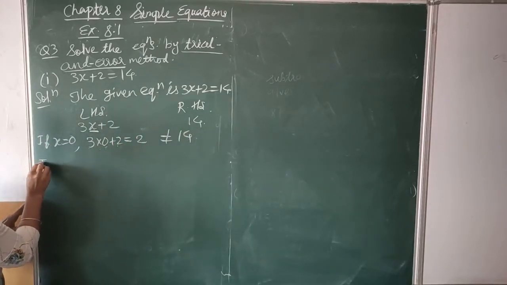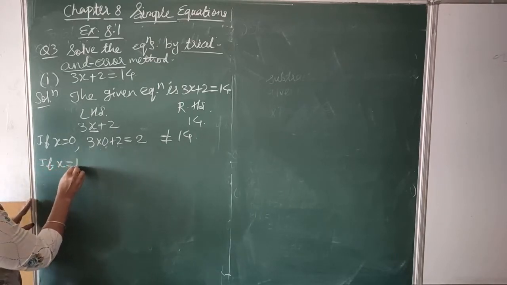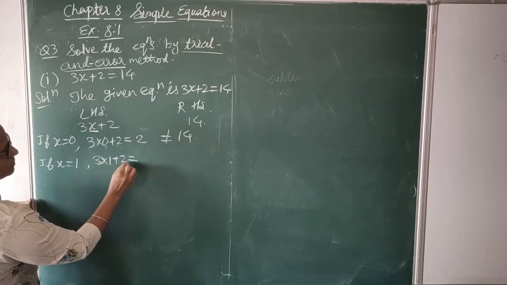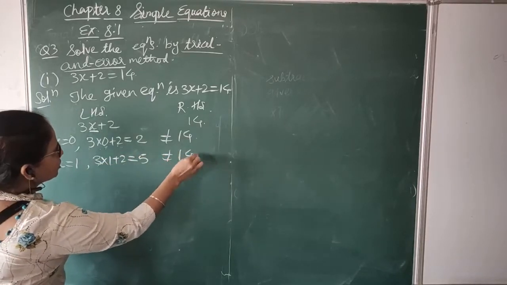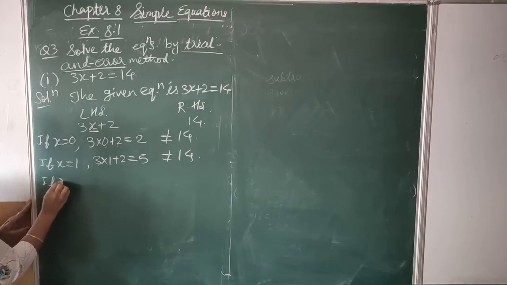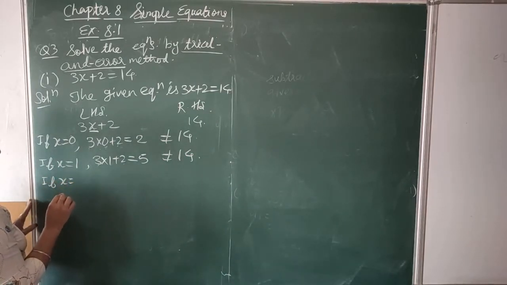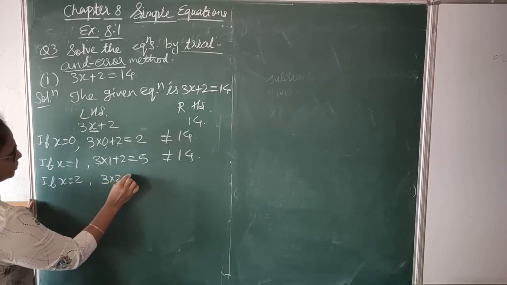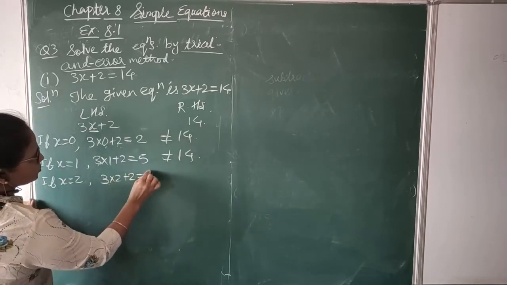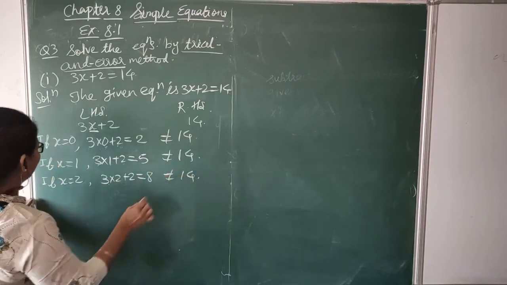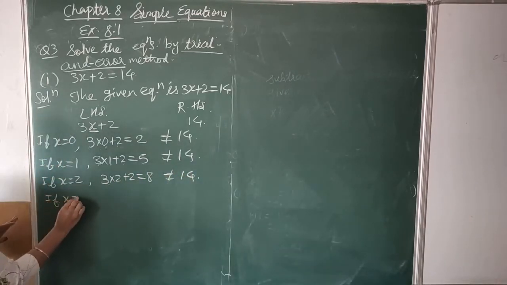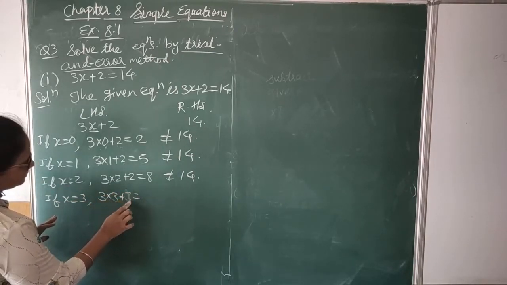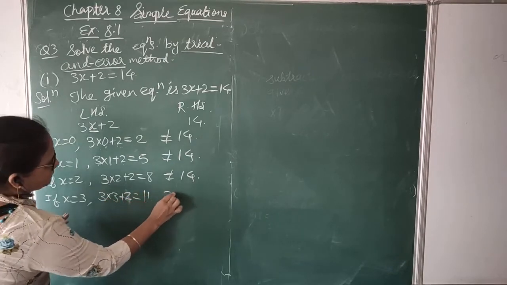Now let's check the next value. X equal to 1: 3 into 1 plus 2, 3 ones are 3, plus 2, 5, which is again not equal to 14. Now let's take x equal to, now I am taking 2. So here 3 into 2 plus 2, 3 twos are 6, plus 2, 8, which is not equal to 14. Now again you see 3. So let me simplify. 11, not equal to 14.